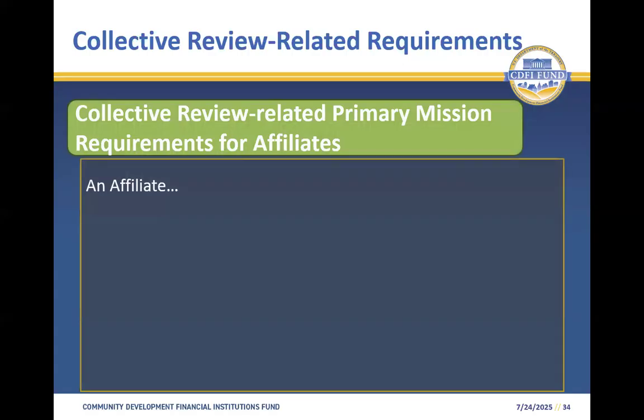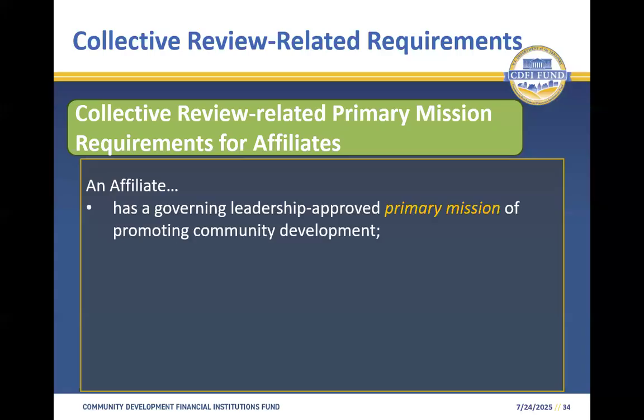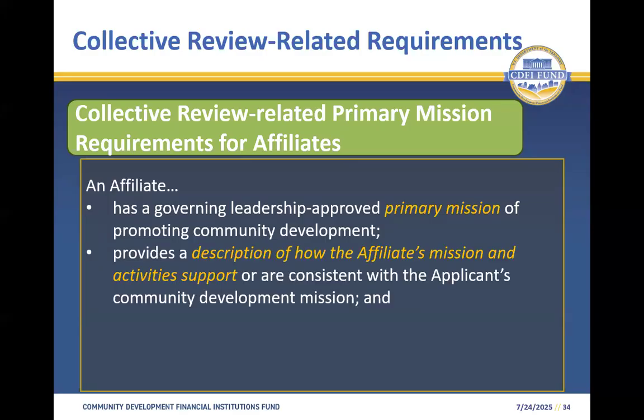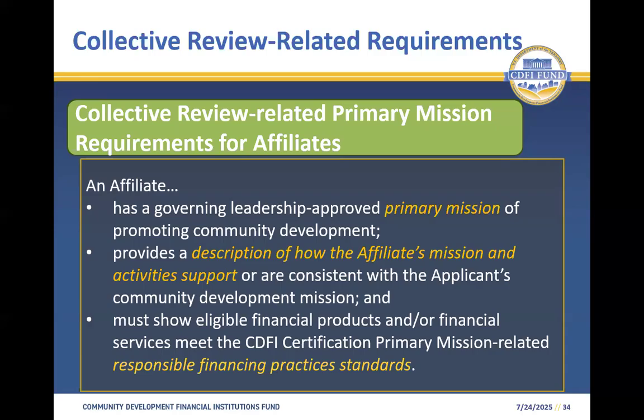For the collective review, the requirement for primary mission is nearly the same as what was previously described for primary mission. The main difference in this case is that the affiliates themselves must have a primary mission of promoting community development. For the collective review primary mission requirements, an affiliate has to have an approved mission of community development. It must provide a description of how the affiliate's mission and activities support the applicants, and it must show that the affiliate meets the responsible financing practices.